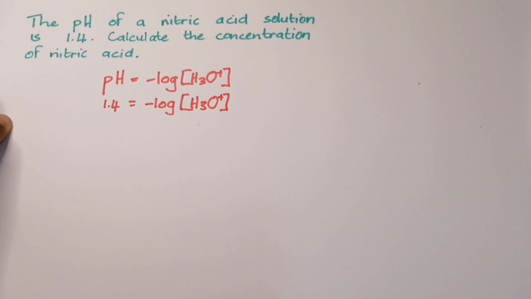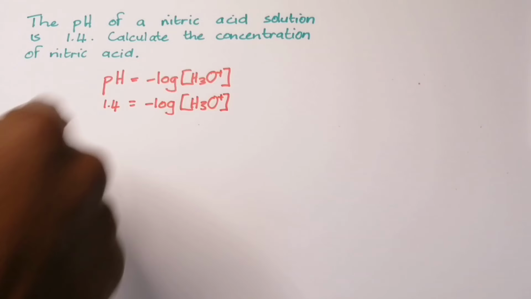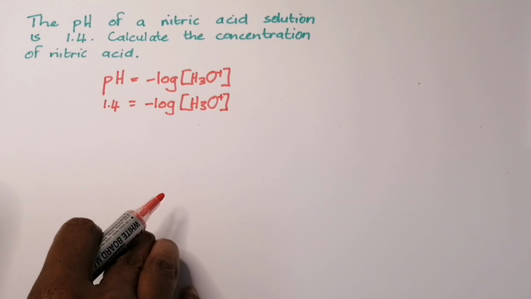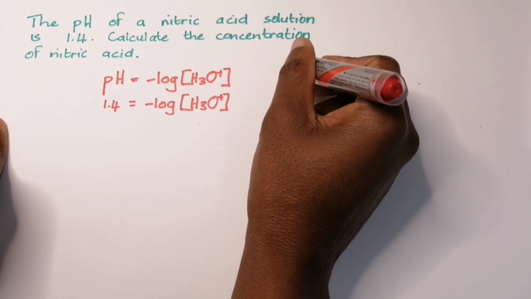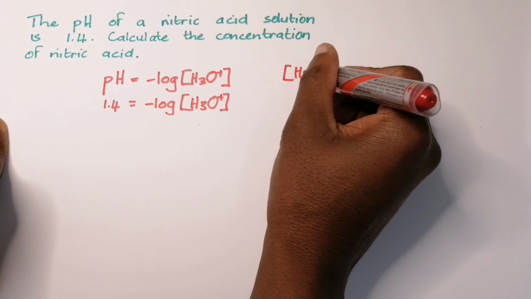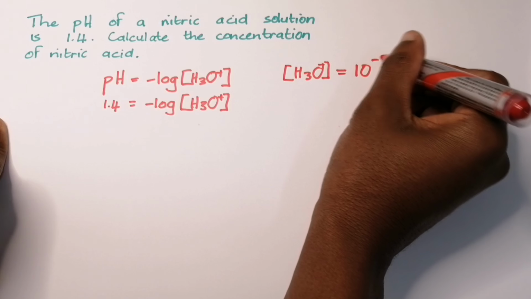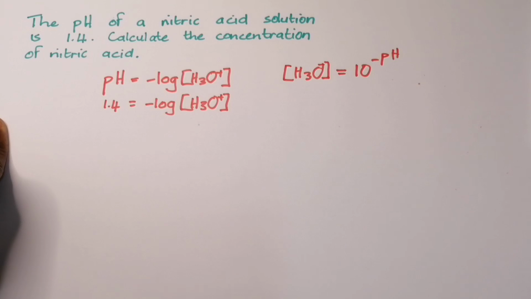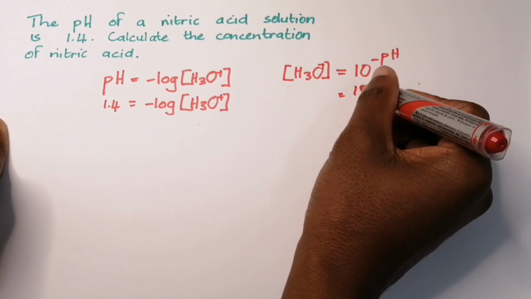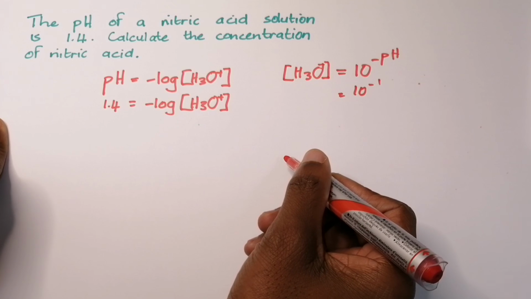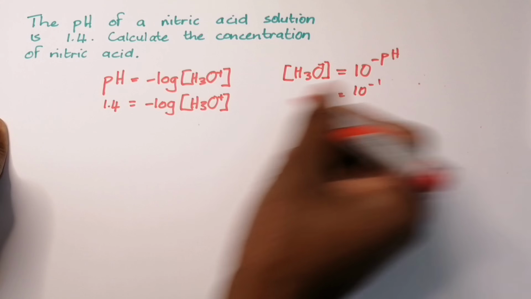H3O+. Now, this is when you want to work with anti-logs and you are working back from logs to exponents. But please don't make it complicated for yourself. This is not a maths exam. All that you simply do is say that the H3O+ concentration, or H+ concentration, will always be 10 to the minus pH. So if my pH is 1, it will be 10 to the minus 1. If my pH is 1.4, what will be my concentration of hydronium ions?